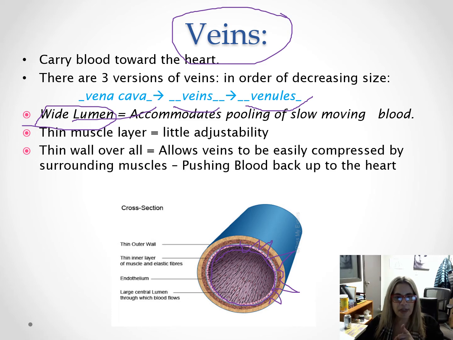The other important thing about the veins is that because the arteries themselves can constrict, right, and keep moving blood all over your body because they're capable of muscular contraction, veins actually have to rely on surrounding muscles. And when we say surrounding muscles, we mean our skeletal muscles to help push blood back up to the heart.